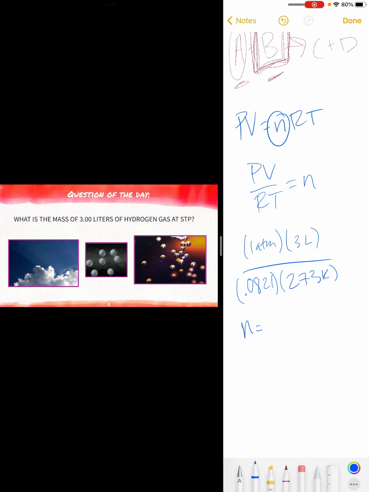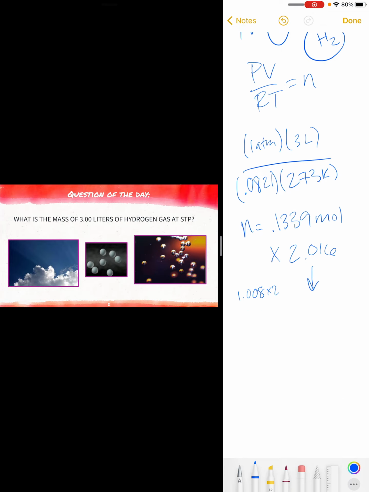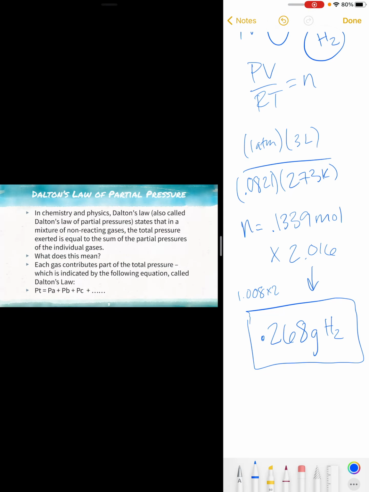When you solve that, you should get 0.1339 moles. Since this is hydrogen, and it's actually H2, hydrogen gas, I would need to multiply by my molar mass to get grams. So I'm gonna multiply, it's like 1.008 times 2, so it's close to this number. Whenever you multiply those two together, you should get 0.268 grams of hydrogen gas. So that is your answer for the question of the day.